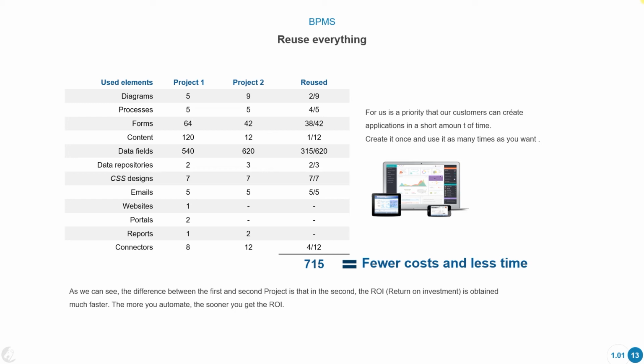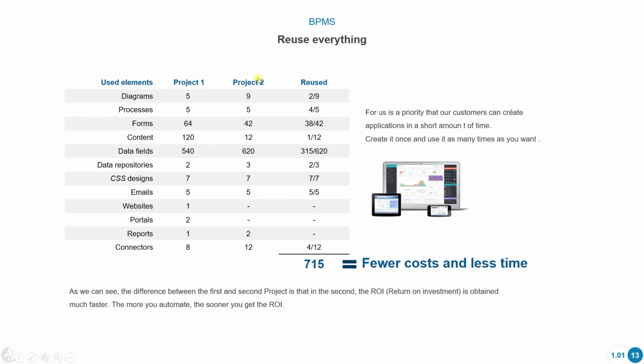Another very interesting feature that the system has all over the place is that you're going to be able to reuse everything. Okay, so let's say you're starting with your first project. Usually the first project is going to take us some time because we have to start from scratch. We have to design everything from scratch, and this is a bit more time consuming. So let's say our first project has 5 diagrams, 5 processes, 64 forms, 120 different types of contents, 540 different types of data fields, different data repositories, CSS designs, emails, websites, portals, and so on. Okay, so let's say it took us a month to cover our first project.